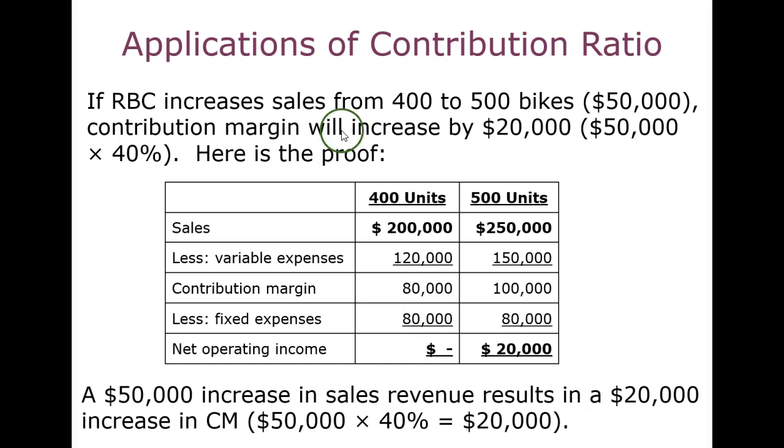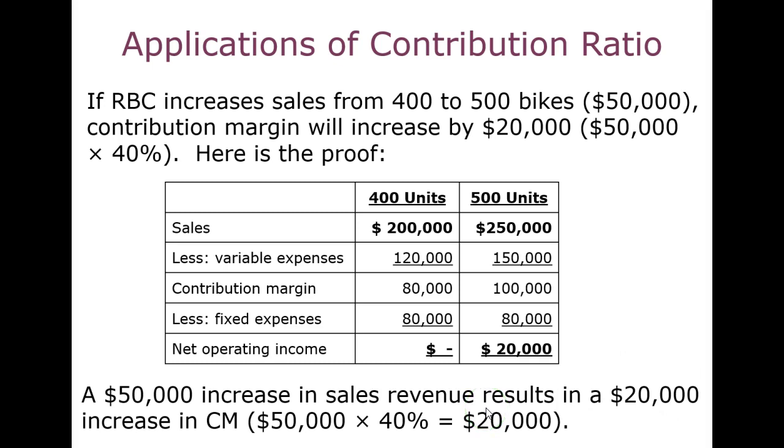If we increase sales from our previous break-even point of 400 up to 500 bikes, a $50,000 increase, then we're going to have a bottom line increase of $20,000. You could set up the whole schedule like this to compute it, or you can quickly use the ratio we had earlier, take the increase in sales, the $50,000. We know the contribution margin is 40% of that number, multiply, and so $20,000 is your increase in your net operating income.